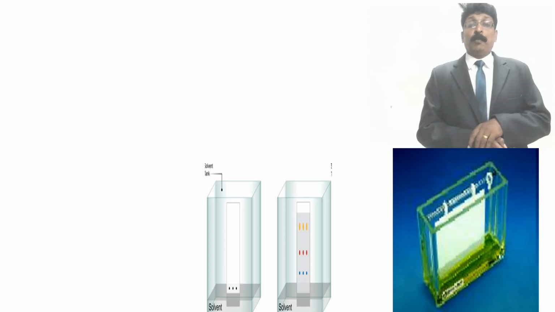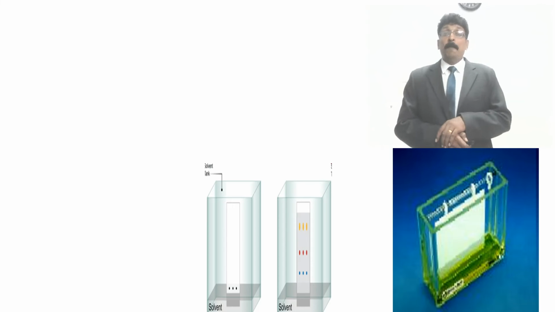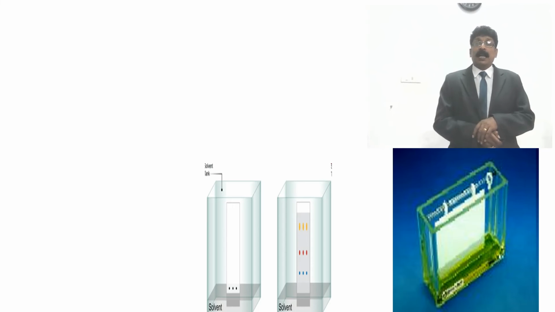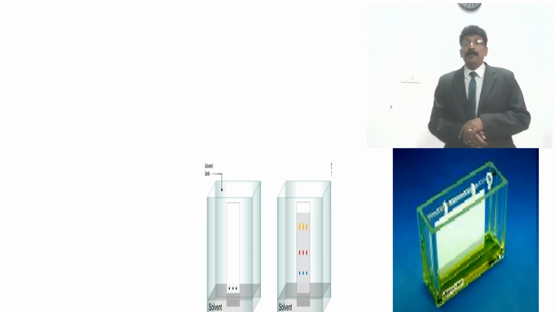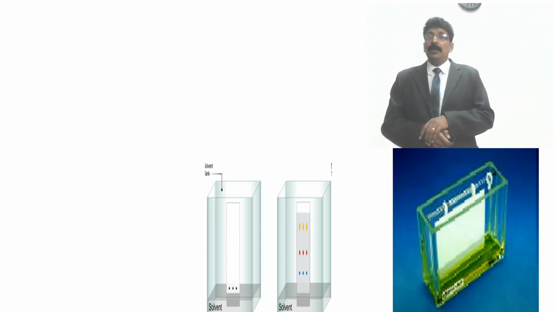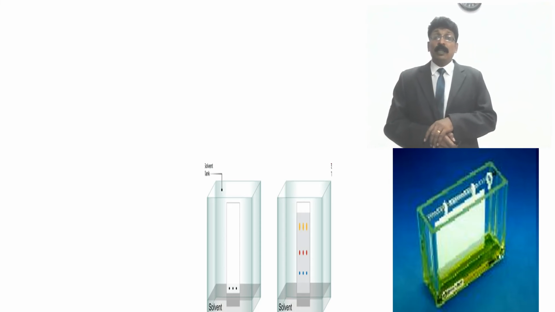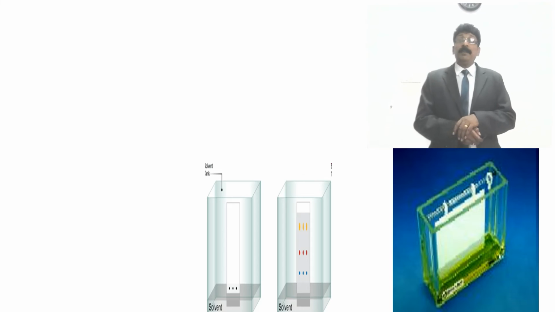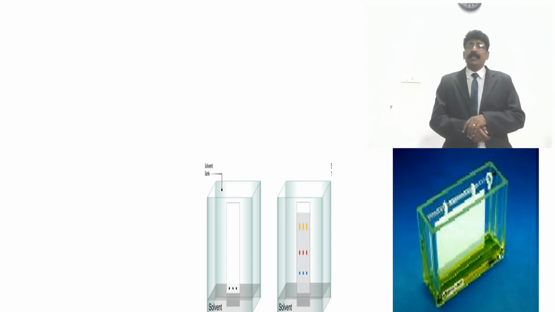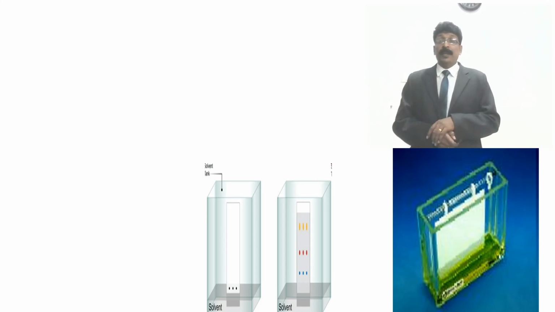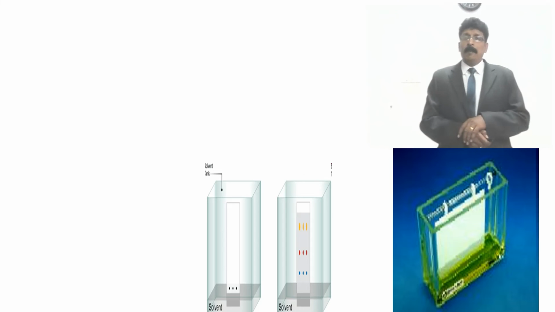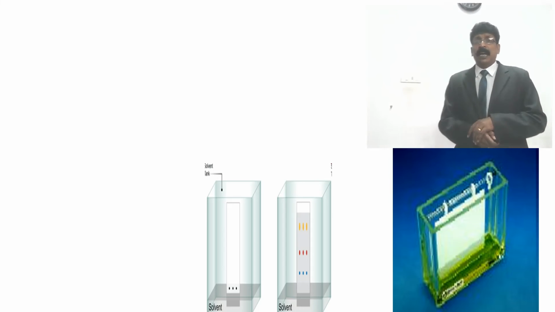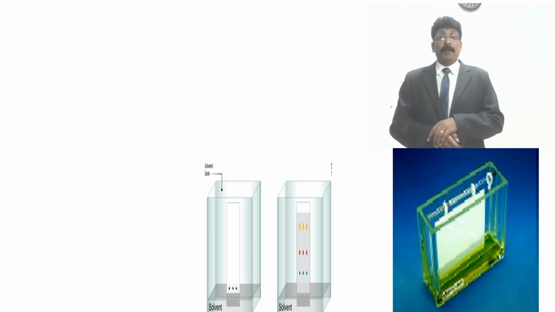So you have to select the baseline where the spot of the sample should be above the level of the mobile solvent present in the developing chamber. This is called the developing chamber. It can even be used as a beaker. A beaker will be very nice for us to keep in the laboratory. Saturation can also be done by keeping a filter paper on the sides of the beaker.